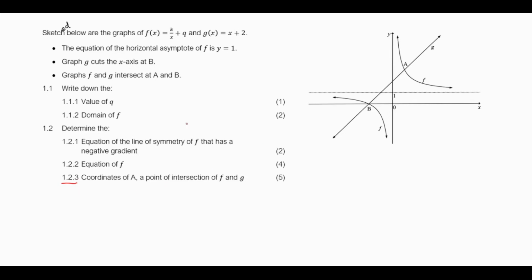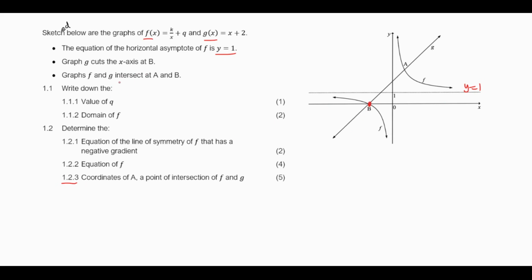Sketched below are the graphs of f of x and g of x. The equation of the horizontal asymptote of f is y is equal to 1. Graph g cuts the x-axis at B. B is the x-intercept of g of x.